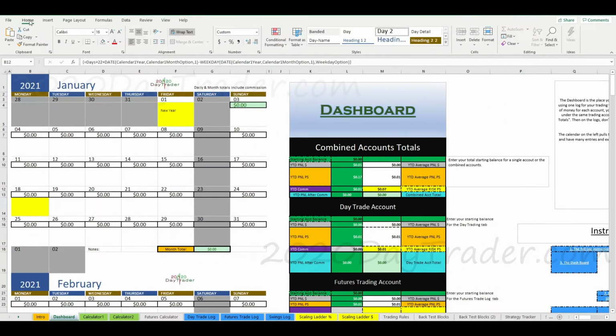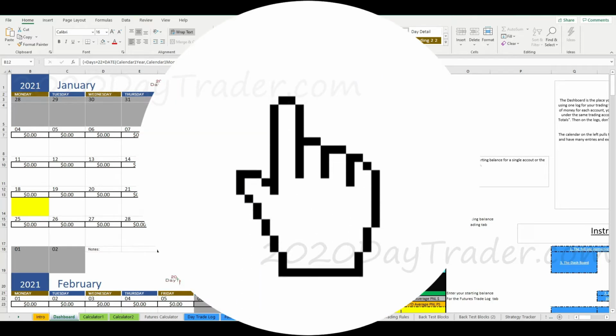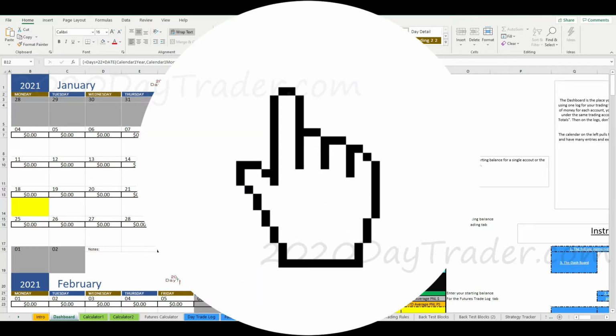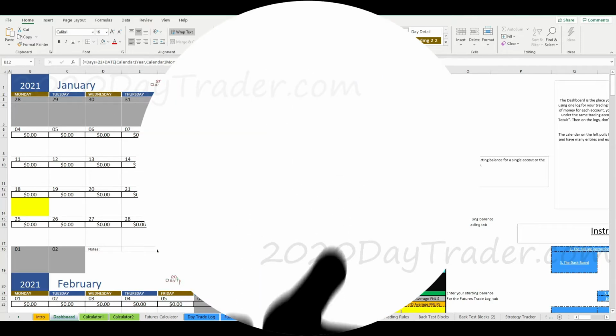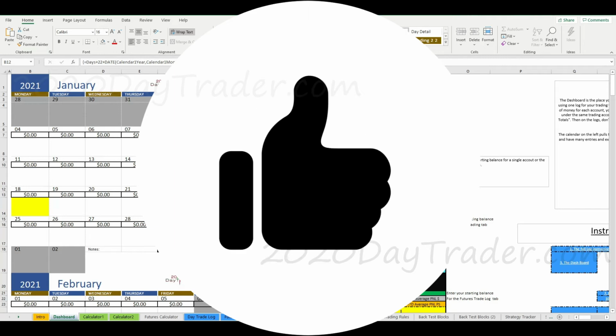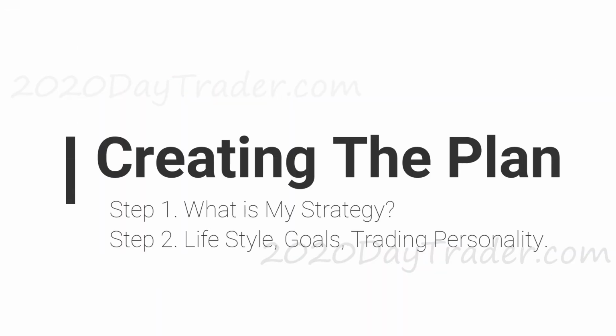All right, so here we are in 2021. So the first thing I do before the year starts is create a trading plan. What is my plan for the year? What am I going to do? So the first question I need to ask myself with creating that trading plan is, what's the strategy that I'm going to use? To know what strategy I want to use, I need to know what fits my lifestyle, my goals, and my personality.